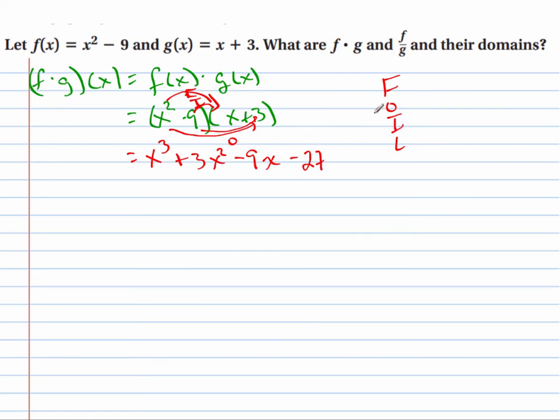My domain hasn't changed. My range hasn't changed. The domain is the set of x such that, now we can do it this way as well, x goes from negative infinity to positive infinity. We can use this notation. And the range is the set of y such that y goes from negative infinity to positive infinity.